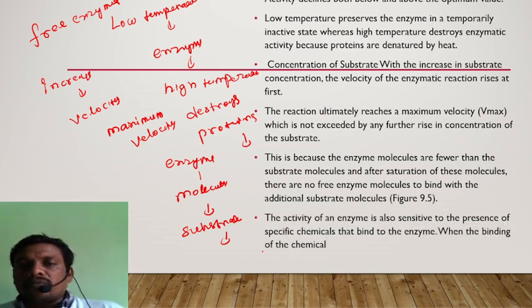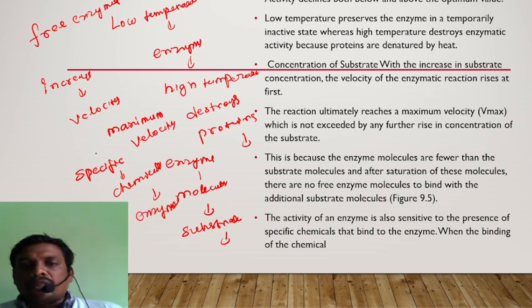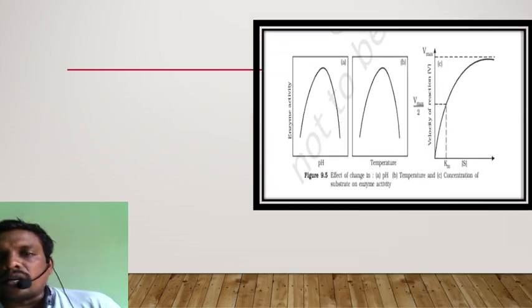The activity of an enzyme is also sensitive to the presence of specific chemicals that can bind to the enzyme. When the binding of these chemicals occurs, you can see in the diagram what happens.